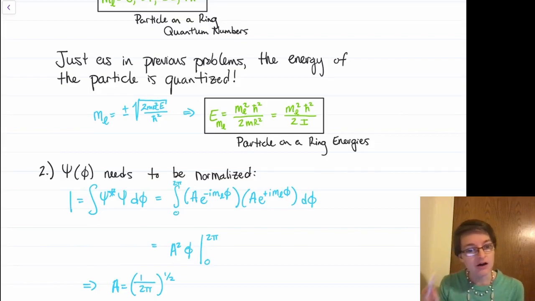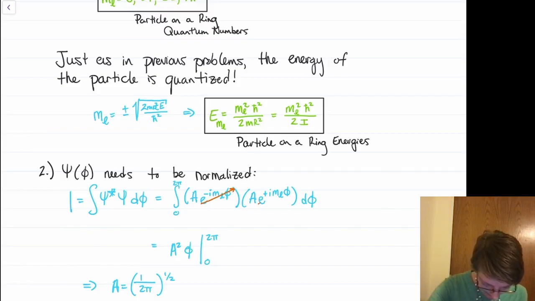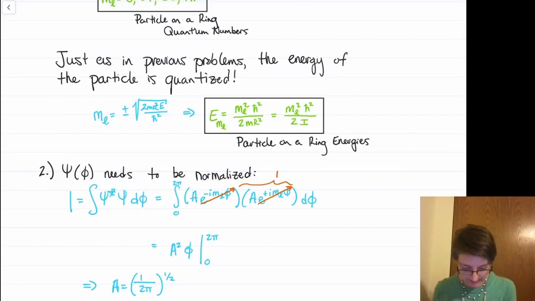In this case, all relevant space means going from 0 to 2 pi, and phi is going to be the variable of integration. My wave function complex conjugate is A times e to the negative i m_l phi, and my normal function is A times e to the positive i m_l phi. And the great thing about this is that both of these exponential terms cancel out to give me 1. So these cancel out together to give me 1, and I'm left with A squared d phi integrated from 0 to 2 pi.